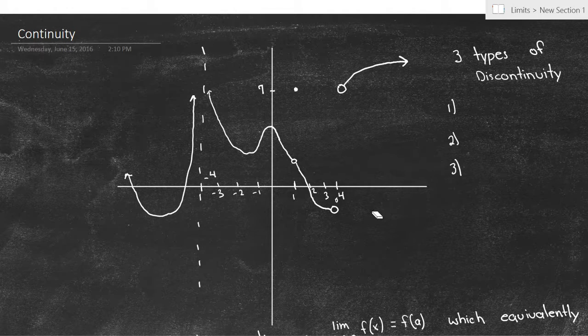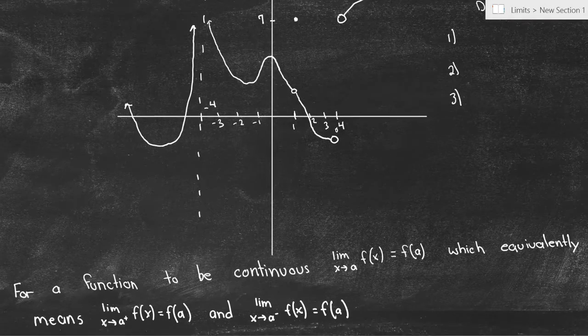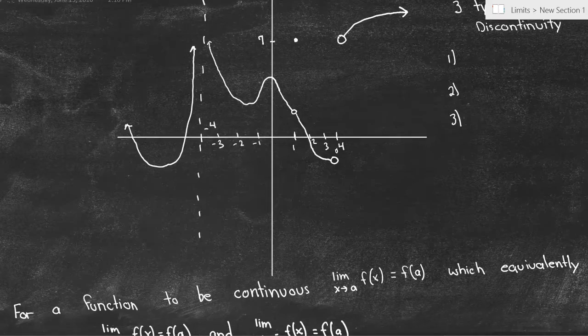If you have a graph in front of you, then you can just think about it exactly like that. Now let's look back at the formal definition and try to make sense of it. For a function to be continuous, the limit as x approaches a of f of x must be equal to f of a, which equivalently means the limit as x approaches a from the right of f of x has to equal f of a, and the limit as x approaches a from the left of f of x has to equal f of a.